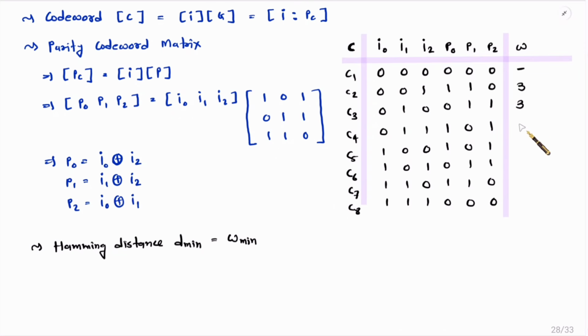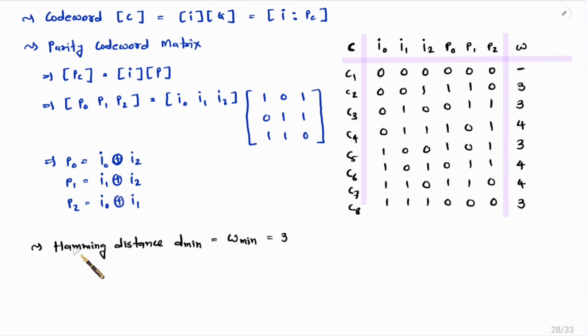Here we have 4 ones. Here we have 3 ones. Here we have 4 ones. Here we have 4 ones. And here we have 3 ones. So minimum Hamming distance will be the minimum weight. Here with each and every code word, if you observe, the minimum weight is 3. So here Hamming distance is 3 bits, right?